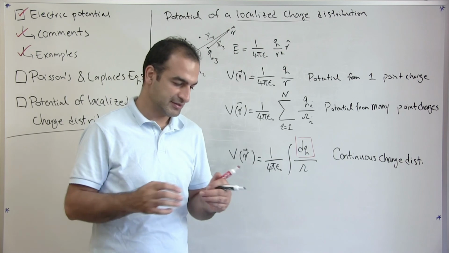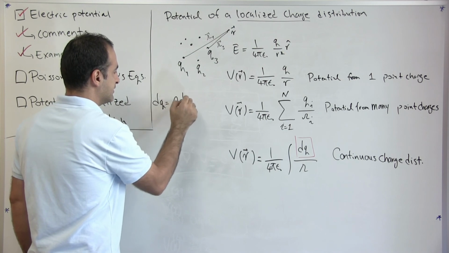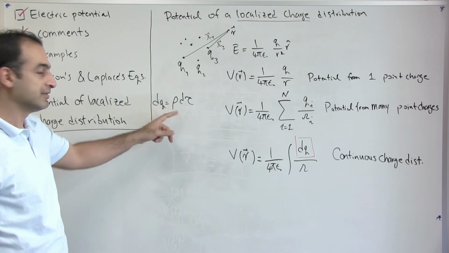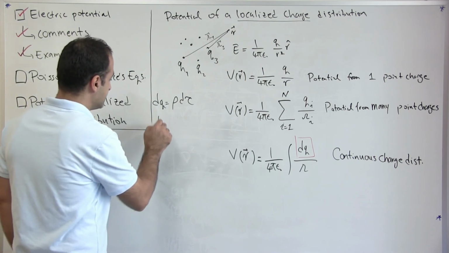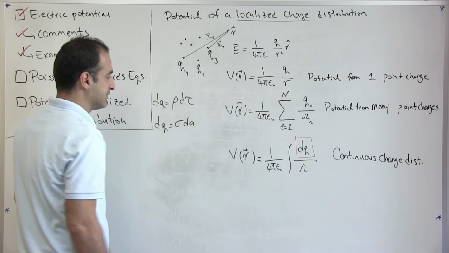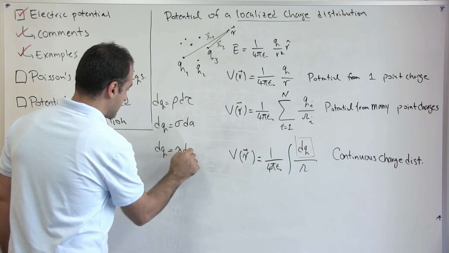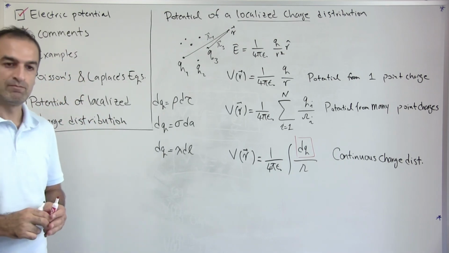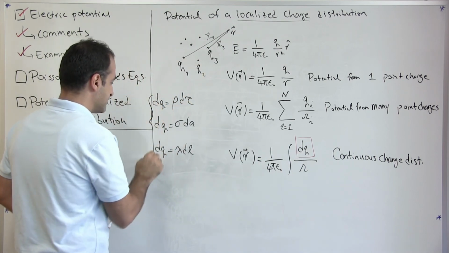If we have volume charge distribution, dq is volume charge density times d tau. This is an element of the volume, and dq is a charge, rho is the volume charge density. If we have surface charge distribution, dq can be written in terms of the surface charge density times the element of the surface. If we have line charge distribution, dq is lambda times dl. This is infinitesimal displacement of length. Sounds good?